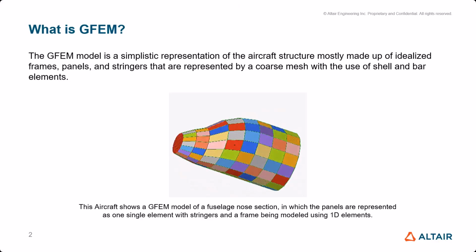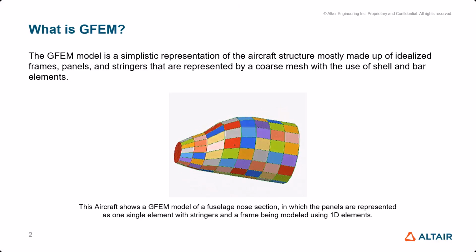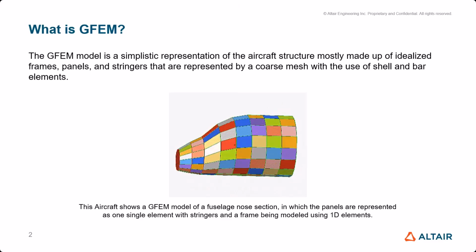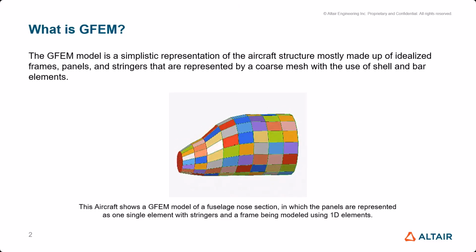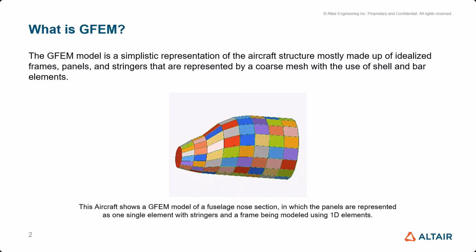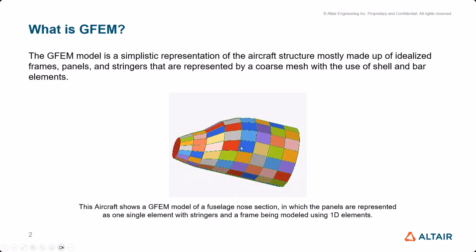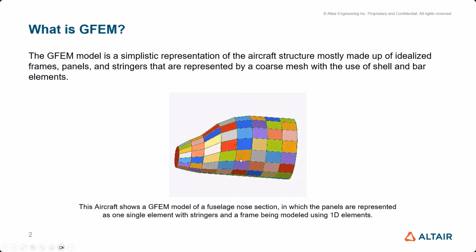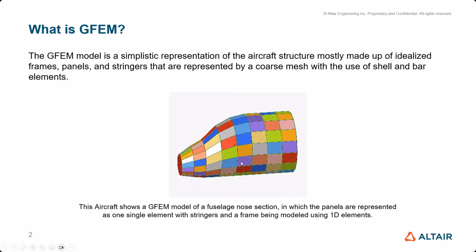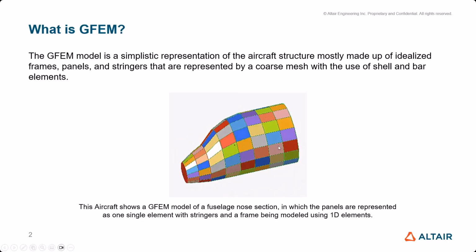Really just to get a more reduced order model, to get a faster running model early on in the loads process of the aircraft. So this is just an example here of a nose portion of an aircraft fuselage GFEM model, right, where you have basically all these panels representing, in this case, just one single element separated by these stringers and frames as 1D elements, I should say.